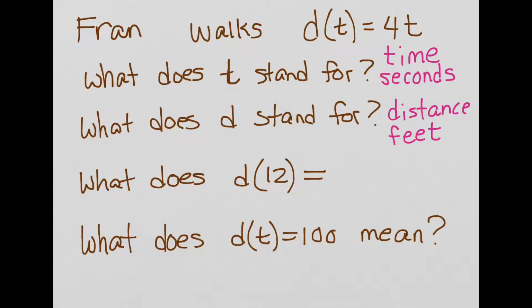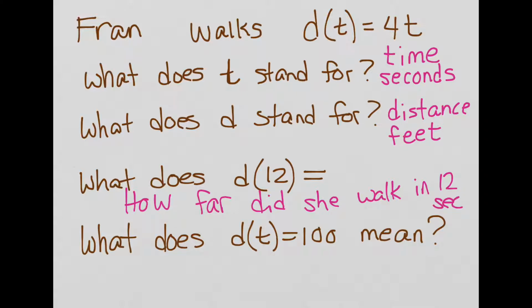So part A says, what is Fran looking for if she writes d of 12? Well, okay, there's a 12 where there used to be a t. What is that telling you? That's telling you that t must be 12, or maybe the time is 12 seconds. And so what are we trying to find if the time is 12 seconds? We are asking how far. We're looking for that distance. How far did she walk in 12 seconds? That's what I want you to write here. I don't care about the answer. I want you to interpret that. What is she asking for? She's asking you to find how far she walked in 12 seconds.